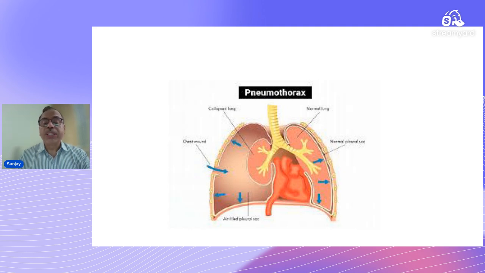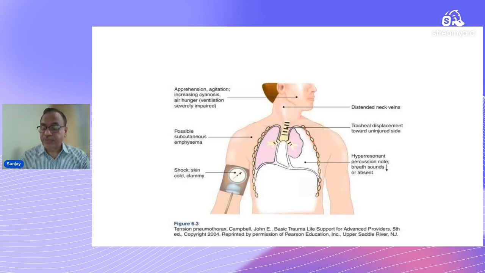This also leads to shifting of the mediastinum to the opposite side, as shown here. And because of the shift, the opposite lung also gets compromised. And because of this mediastinal shift, it also leads to vascular compromise. The venous return to the heart is compromised, leading ultimately to cardiorespiratory failure.